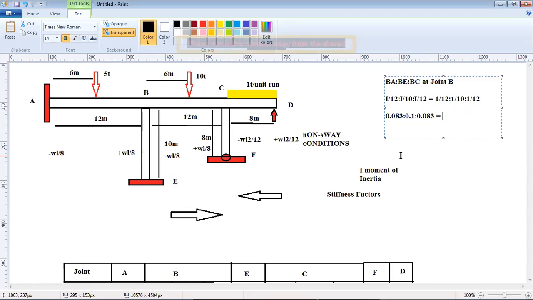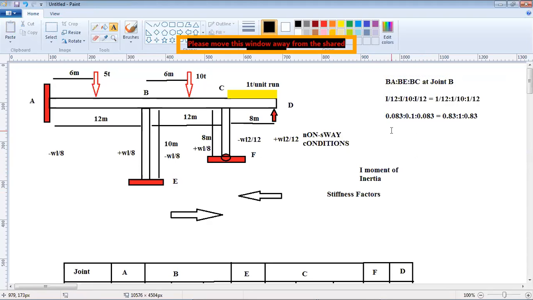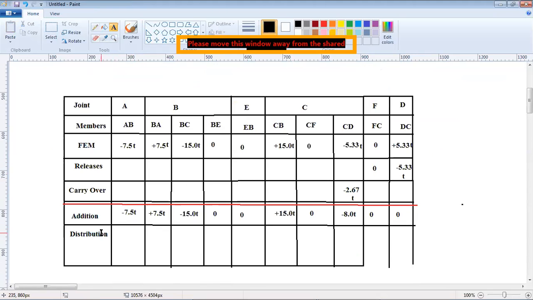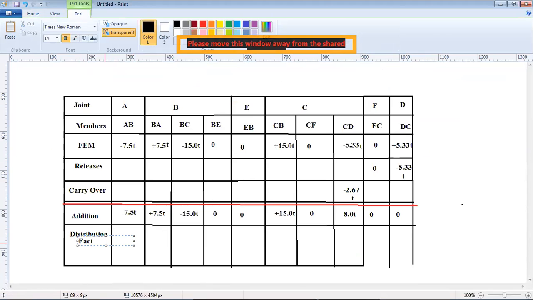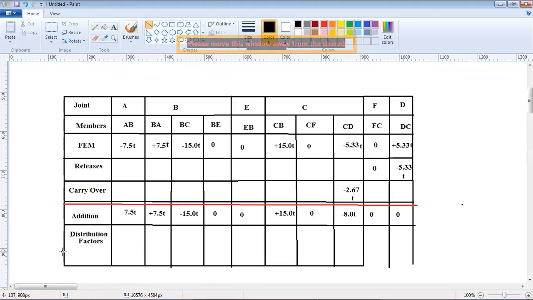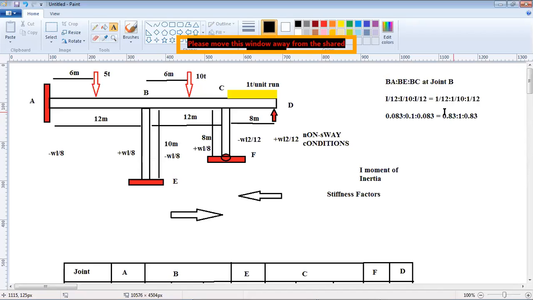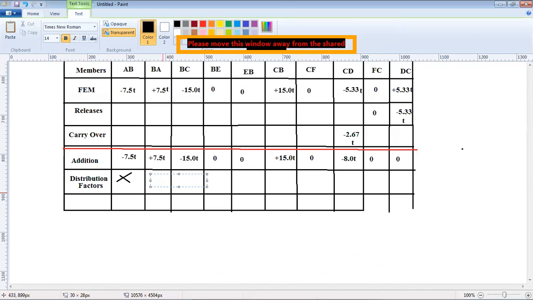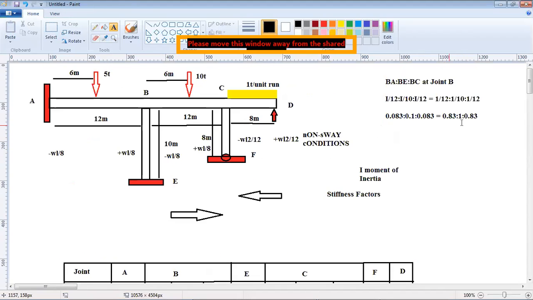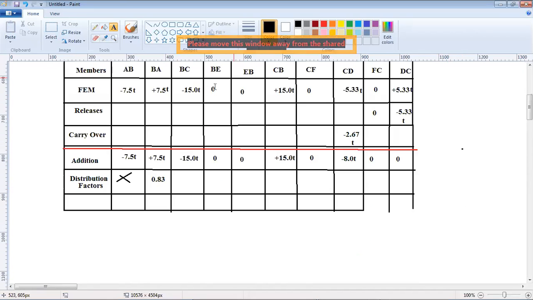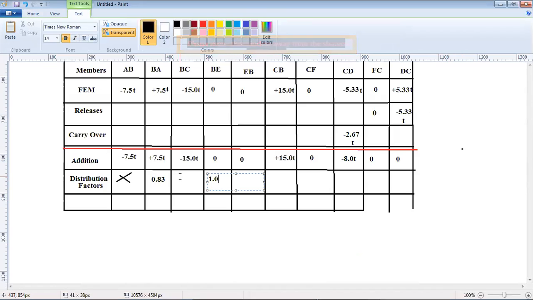sorry, it's opposite. 0.83 is to 1 is to 0.83. So this is the distribution factor at joint B. Let me first write down the distribution factors here. At joint A, there is only one element, so you do not need to calculate the distribution factor here. At joint B, for BA, the distribution factor is 0.83. For BE, it's 1. And for BC, it's 0.83.